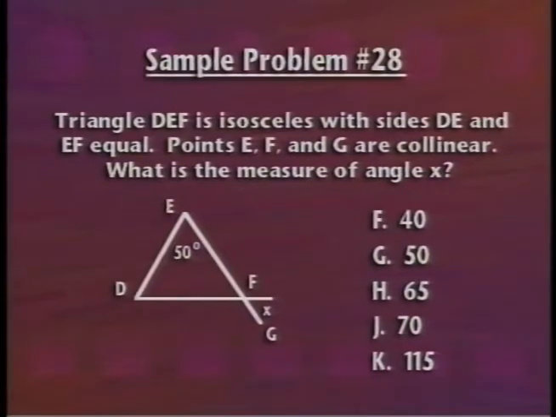Since the triangle is isosceles, angles EDF and EFD are equal to each other and total 130 degrees. That is 180 degrees in the triangle minus the 50. Since the angles are equal, each angle is 65 degrees. Angle x is also 65 degrees since it is a vertical angle with EFD. Answer H.